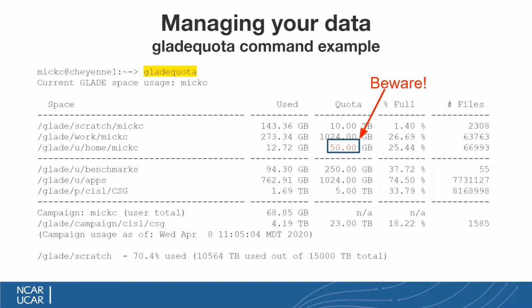And this is what it looks like. Mine's very simple; I don't have access to a lot of spaces out there. I do want to point out that glade_quota will report that you have 50 gigabytes of space in your home directory, and as I pointed out in one of the first slides, that's not true. You only have 25 gigabytes of usable space. Why does this report 50? Well, that's because of the backups that CISL makes.